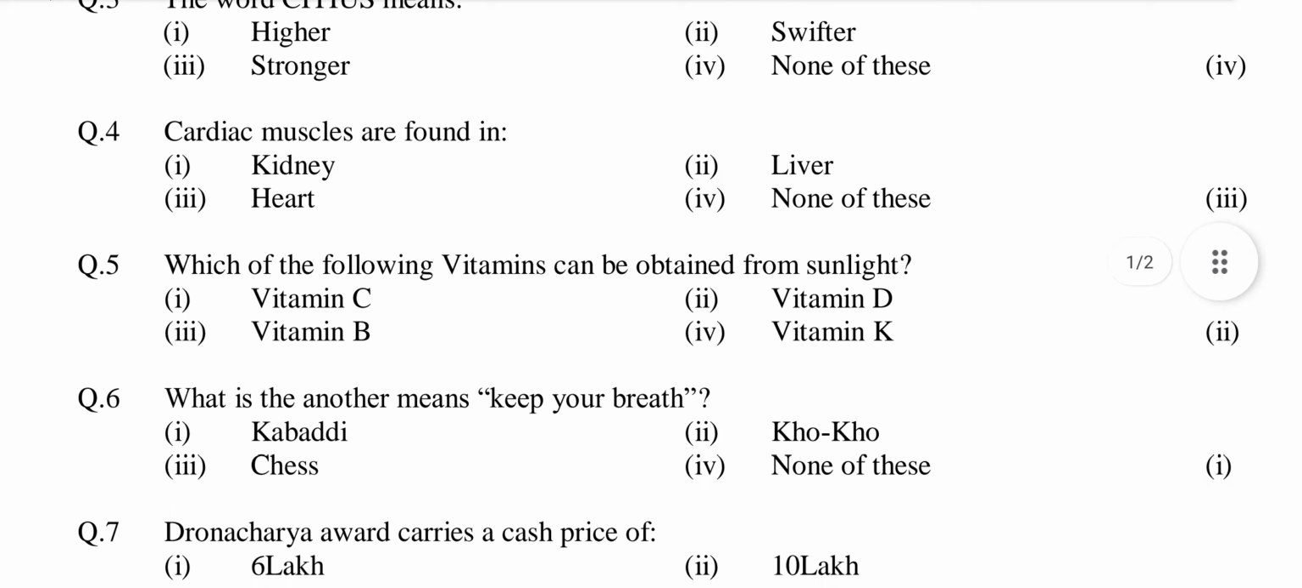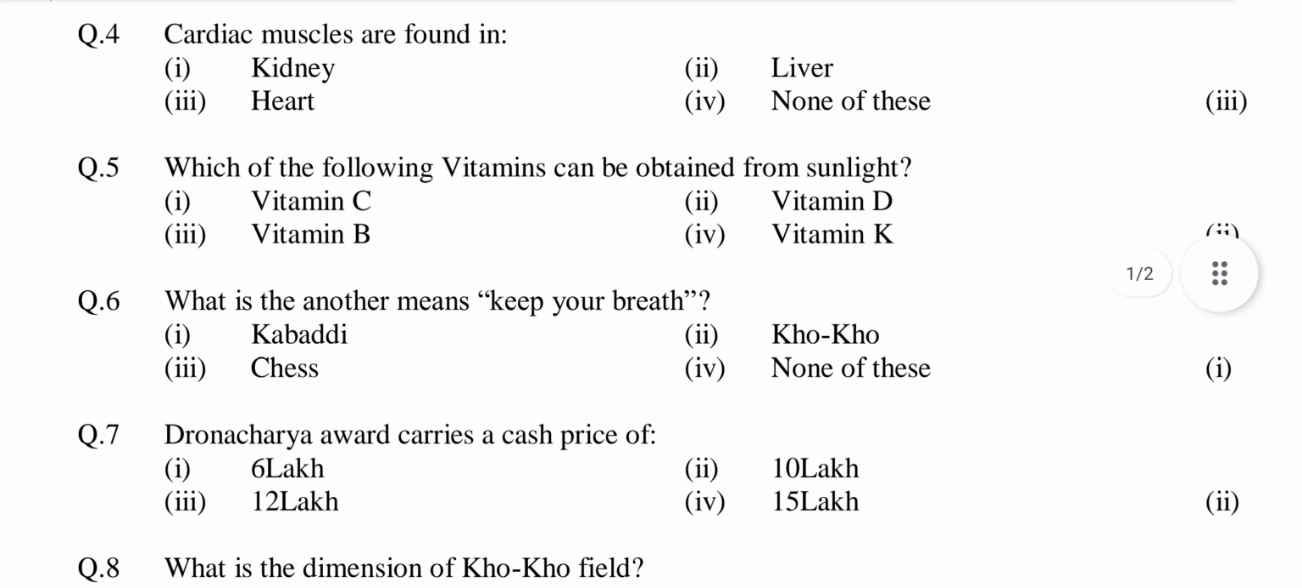Question number 4. Cardiac muscles are found in option first, kidney. Second, liver. Third, heart. Fourth, none of these. Answer is option third, heart.